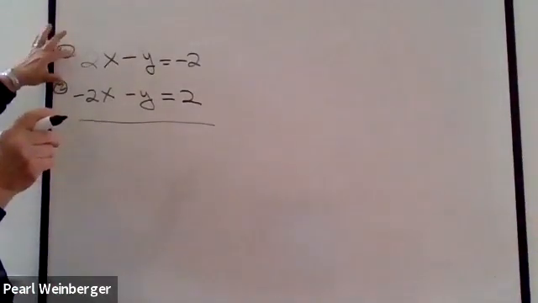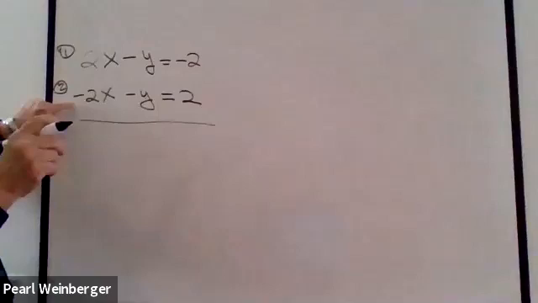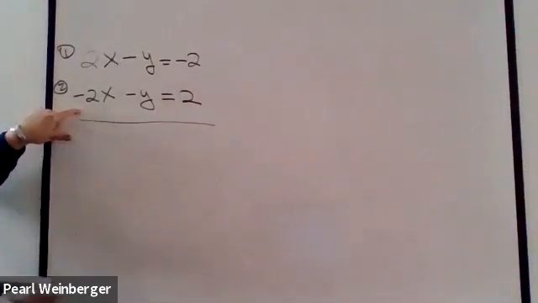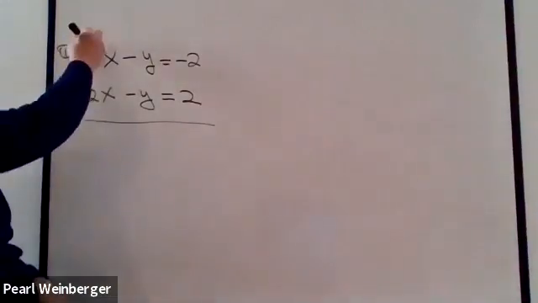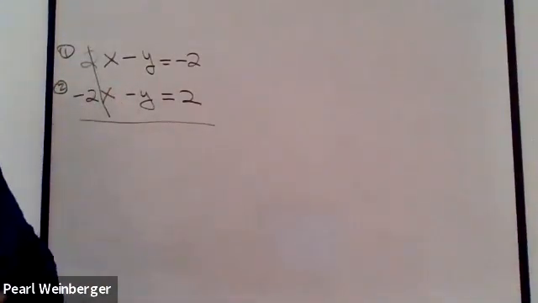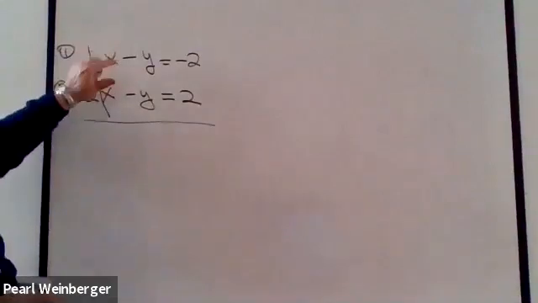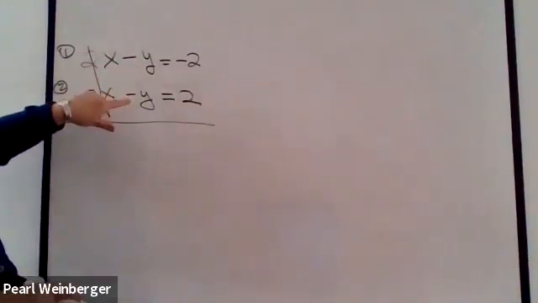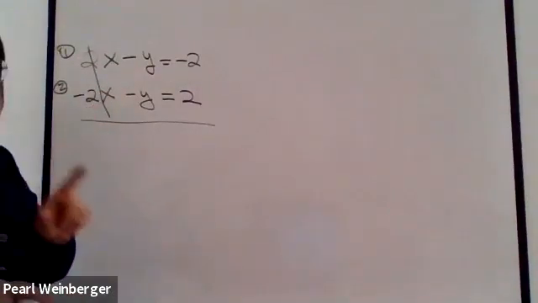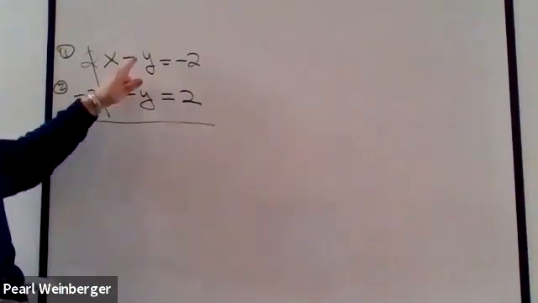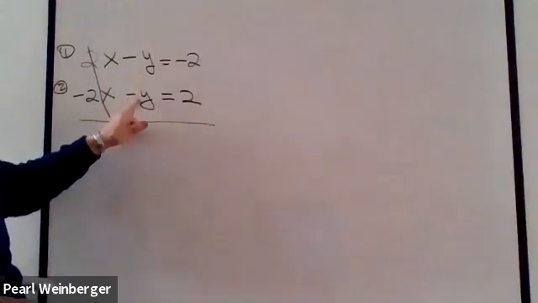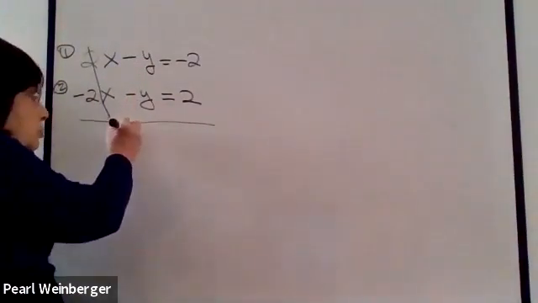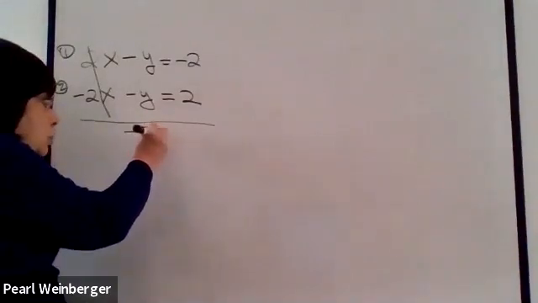Okay, here it says we have a 2x and a -2x. So when we add 2 and -2, we get 0. So this is 0x. The x's actually cancel out. Next we have our y's. We have a -y and a -y. Now notice those are not going to cancel out because this is like adding a -1 and a -1. When you add -1 plus -1, you get -2. So this is -2y.